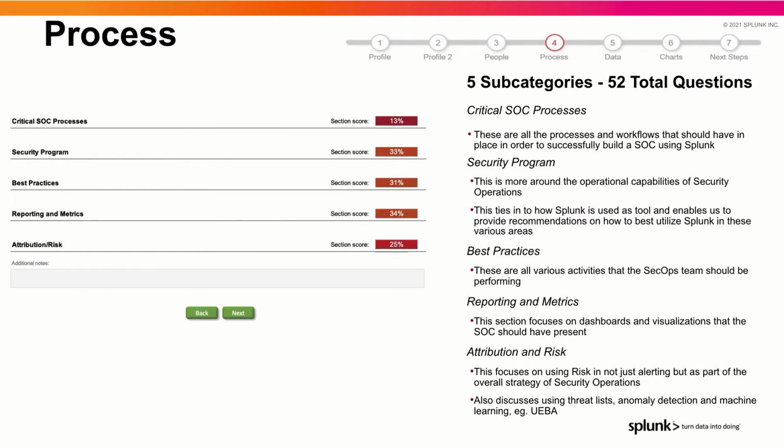So again, this is just to quickly recap what we just reiterated a second ago. This is 5 subcategories within process, 52 total questions in this area. I would expect to spend somewhere around an hour almost in just this section, because there are a lot of questions, and it does tend to spur other conversations at the same time, right?